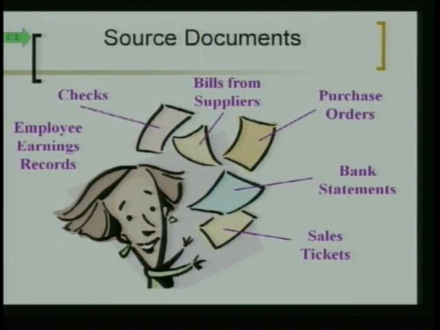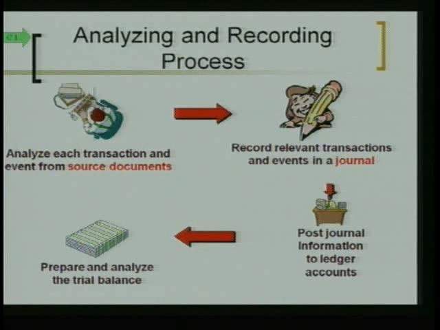But source documents, what we do is we analyze the transactions and events from these source documents, and then we're going to record these transactions in what we call a journal. All right? Then we're going to post the journal to the ledger accounts, and then we're going to learn about preparing and analyzing something called a trial balance. Now, again, this doesn't all make sense right now. There's a lot of terms we haven't discussed, but this is where we're going with this chapter. Cool?